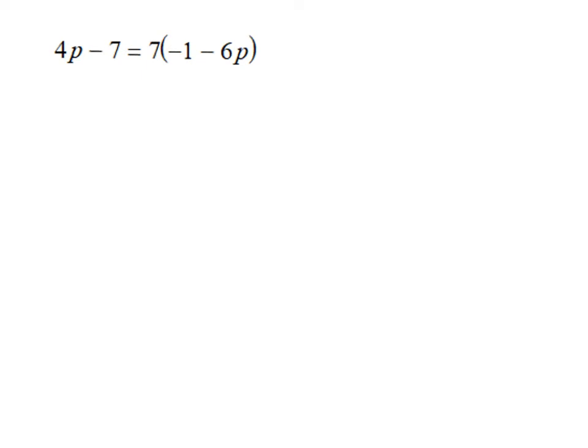The first thing I need to do in this example is simplify both sides of the equation. So the left side of the equation, 4p minus 7, is already simplified, so I'm going to rewrite it. So it's 4p minus 7 equals. Now on the right side, we have that 7 outside a set of parentheses. So I'm going to distribute the 7 to both of my terms. So 7 times negative 1 is negative 7, and 7 times negative 6p is negative 42p.